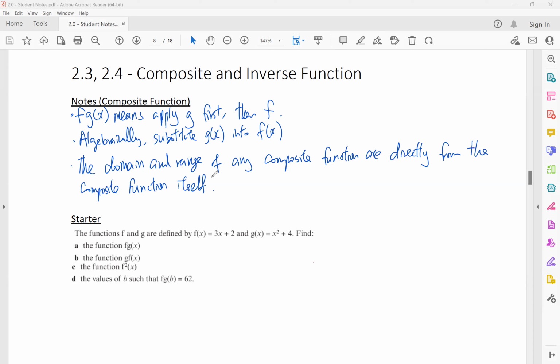So that means if you want to find the domain and range of a composite function, you have to find the function itself first. So you have to find the composite function and then work out from there. Below, there are some starter questions about basic stuff about composite functions. So pause the video, have a go at the question. If you need help, you can play the video and I'll go through the answers.